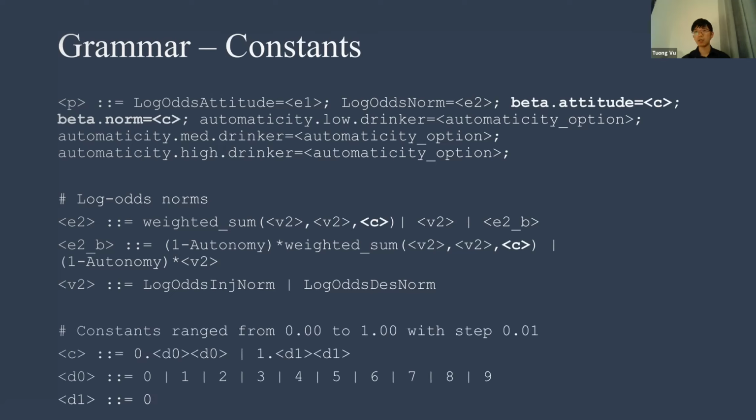Okay, and now we try to include the parameters in the grammar as well. So for the beta attitude and beta norm, it can be a constant. So C can go from 0.0 to 1 with a step of 0.01. And this C is also used in the weighted sum function as well.